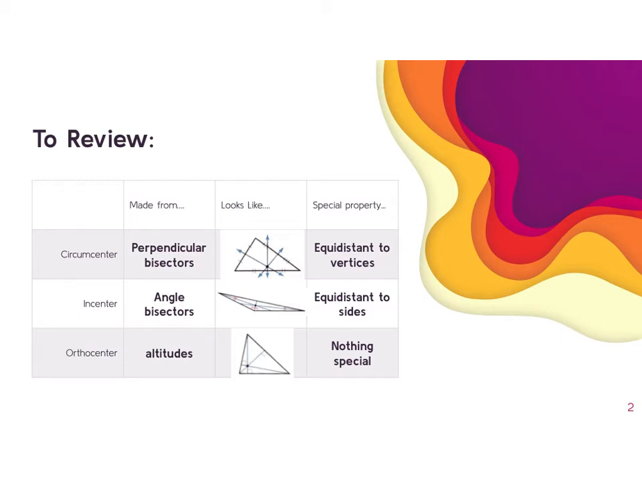The circumcenter is equidistant to each of the vertices of the triangle. An incenter is created from angle bisectors, and it's equidistant to each side. And then the orthocenter is created by altitudes, and there's nothing special about orthocenters.